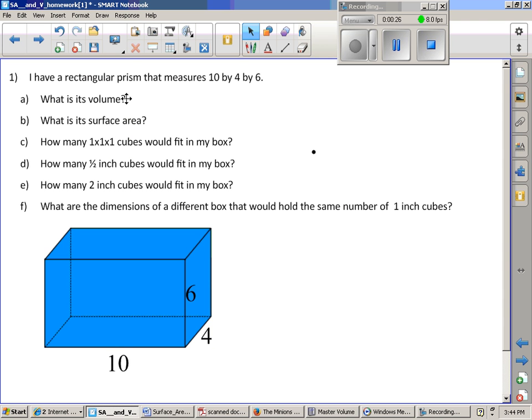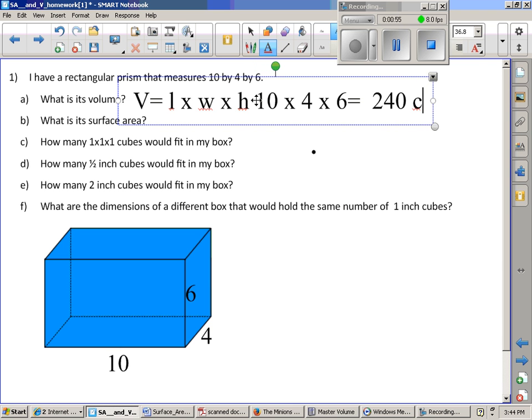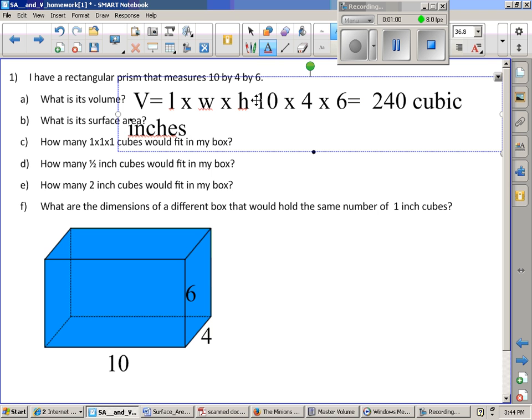So the first thing you're being asked is to find the volume, and we know that the formula for volume is that volume is equal to the length times the width times the height of any figure. And so in this figure, my length, width, and height are 10 and 4 and 6. So my volume of this cube is 10 times 4, which is 40, times 6, which is 240 cubic inches. So that's my volume.